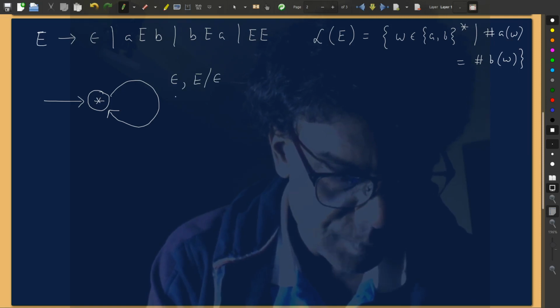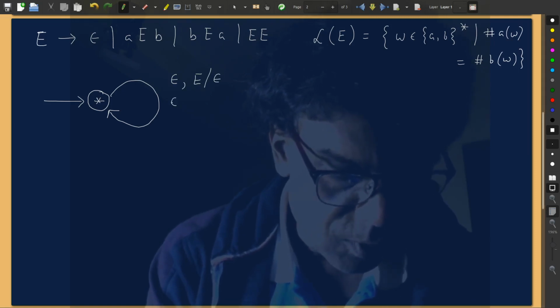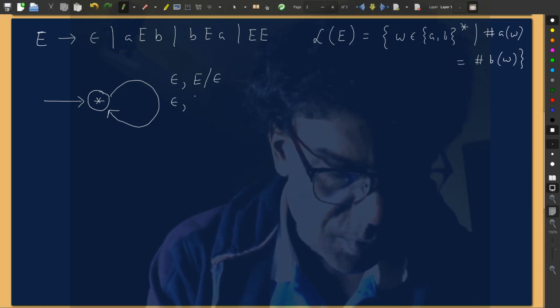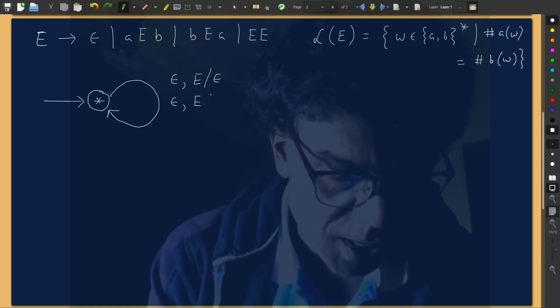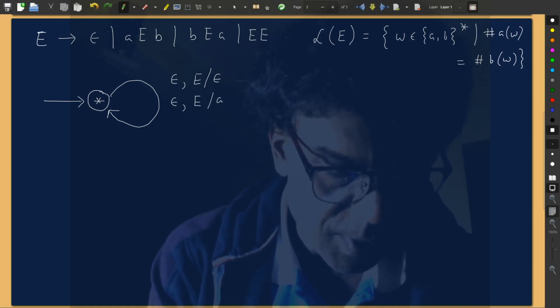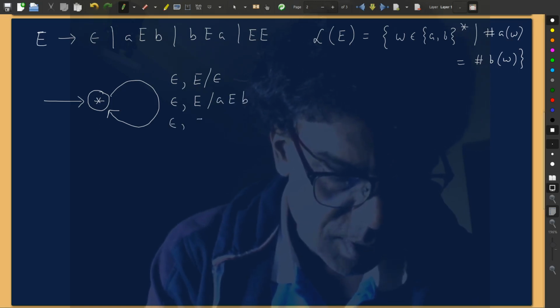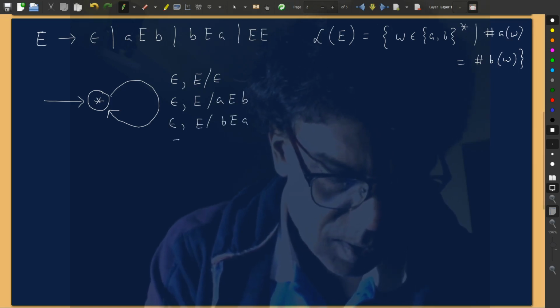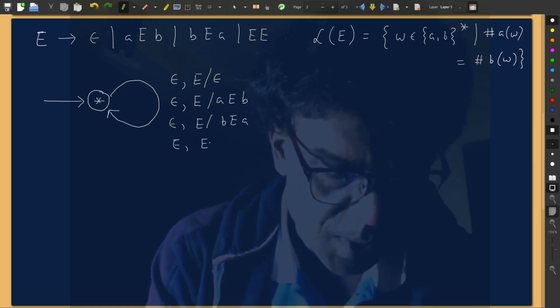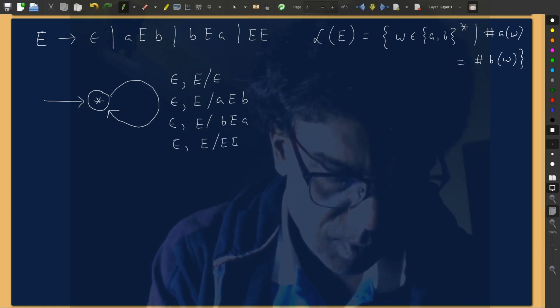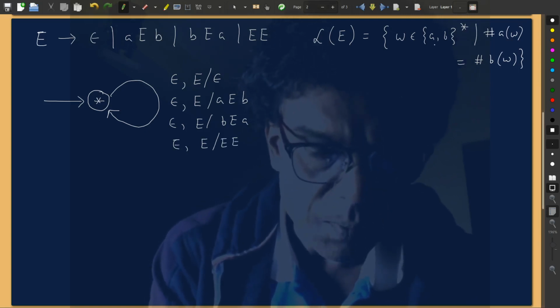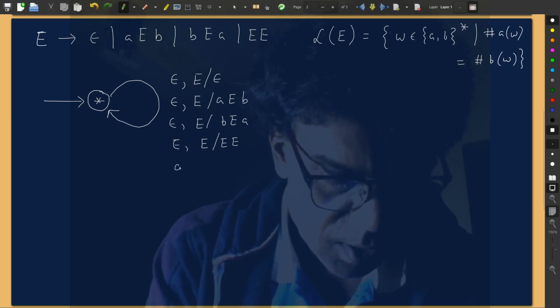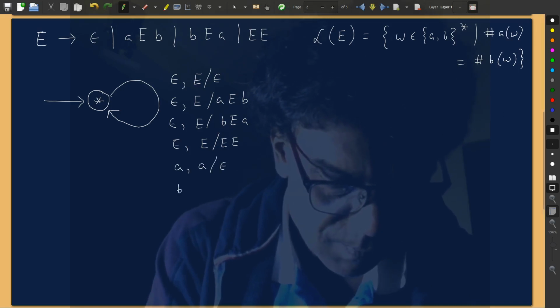Here also, consume nothing. If you read E from the top of the stack, then you replace that by AEB. Likewise, E replaced by BEA, epsilon, E replaced by EE. Moreover, my input symbols are A and B, so if I consume A and see A at the top of the stack, just pop it.